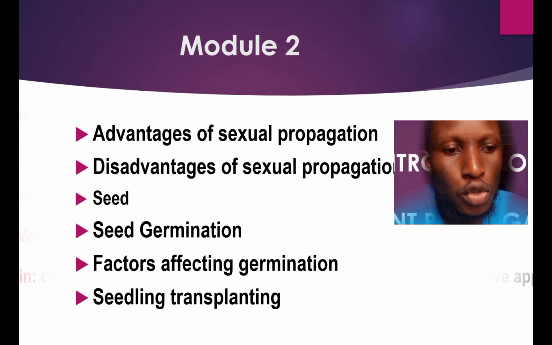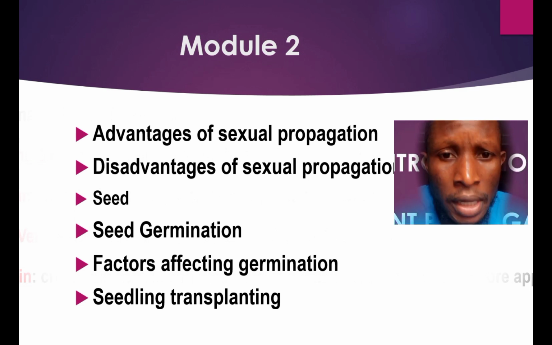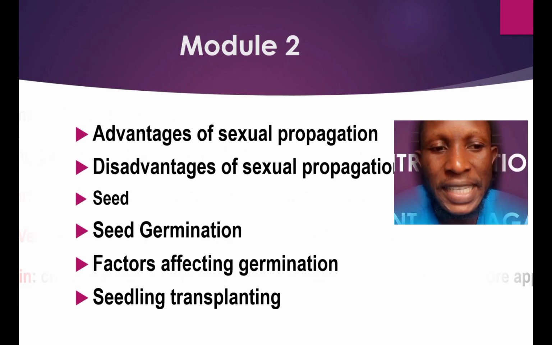In this module 2, we'll be looking at the following. 1. The advantages of sexual propagation. 2. Disadvantages of sexual propagation. 3. We're going to be looking at seed. Then 4. Seed germination, and factors affecting germination. And we're also going to be looking at seedlings transplanting. So we're going to look at all these topics in this module 2. So let's move on.